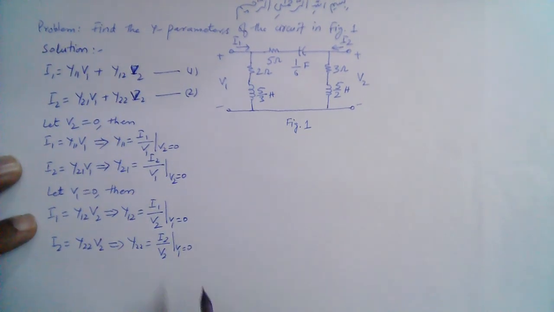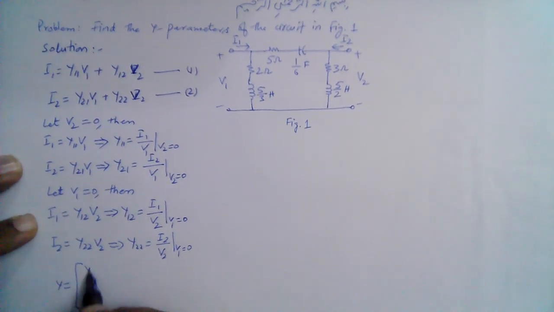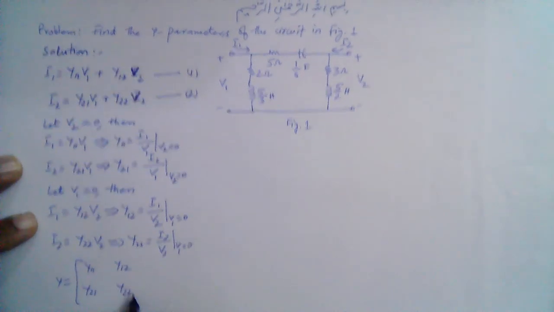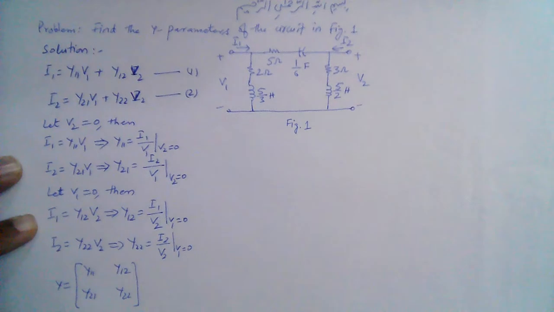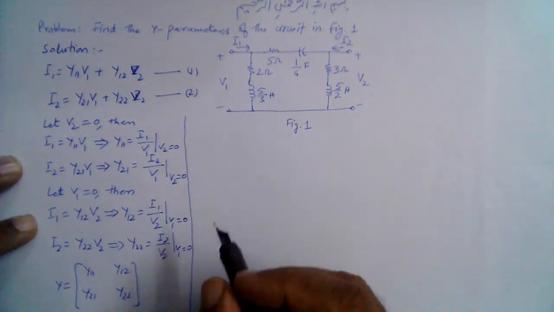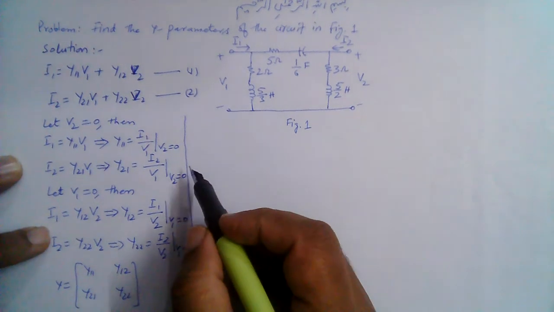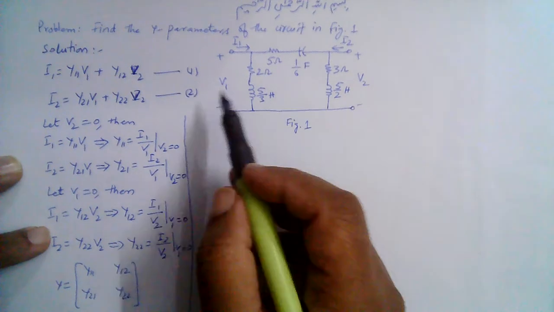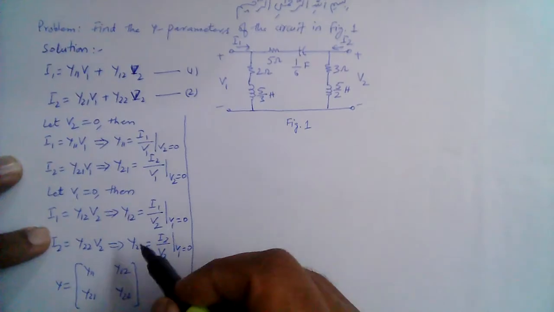So we can summarize them as follows. The Y parameters are equal to this matrix: Y11, Y12, Y21 and Y22. So these are admittance parameters. Note that we turned off the voltage sources first at the output port and then at the input port to find out the Y parameters.